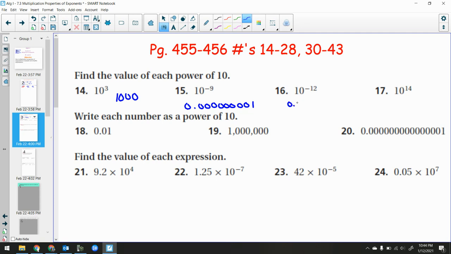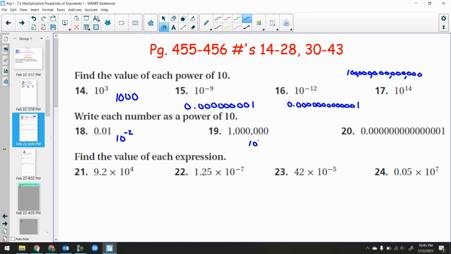Number 16, 0.000000000000001, should be 11 zeros to the right of the decimal place and 1 to the left. Number 17, that should be 1 with 14 zeros. 1, 2, 3, 4, 5, 6, 7, 8, 9, 10, 11, 12, 13, 14. This is a big number, folks. Okay, so that would be million, billion, trillion, 100 trillion. Wow, that's big.